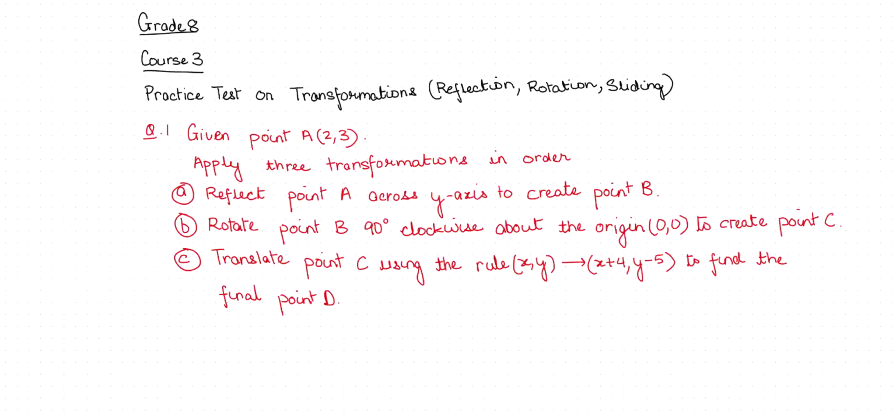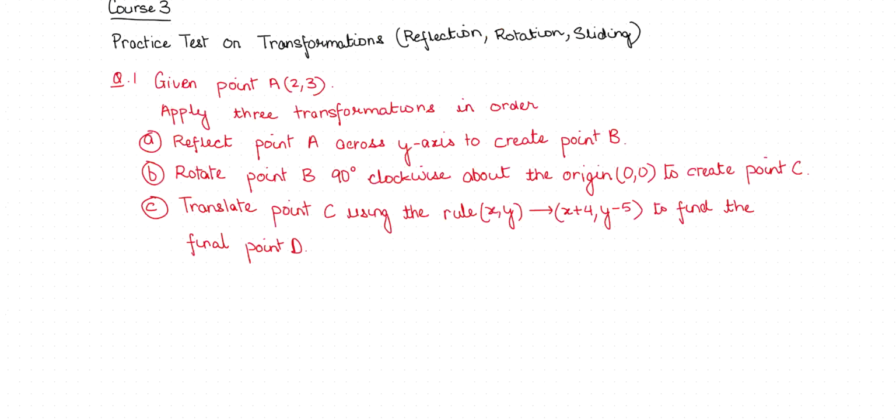So the first question is: given the point A (2, 3), we have to apply three transformations in order. First, reflect point A across the y-axis to create point B. Normally in the test, they will ask A prime and A double prime, but to be more clear, I have written B and C.